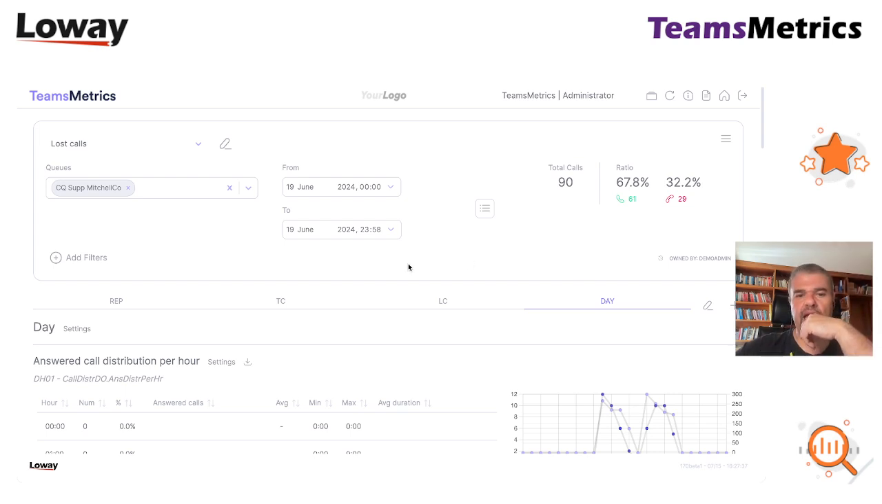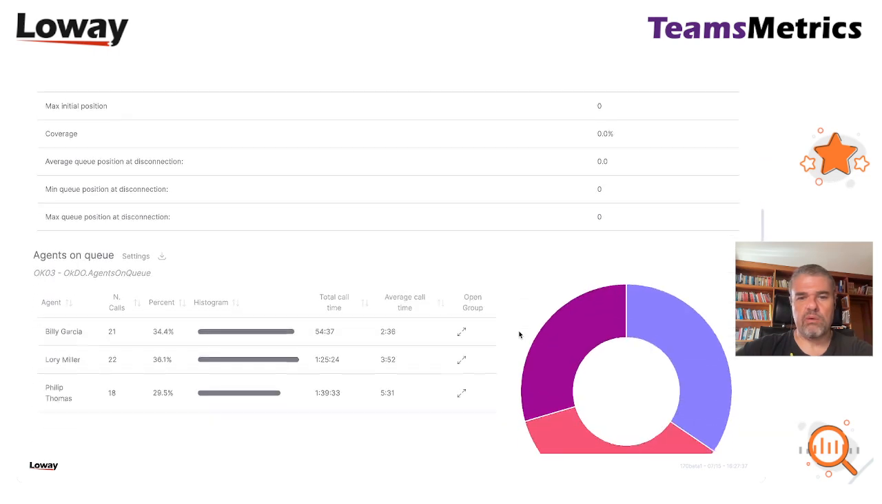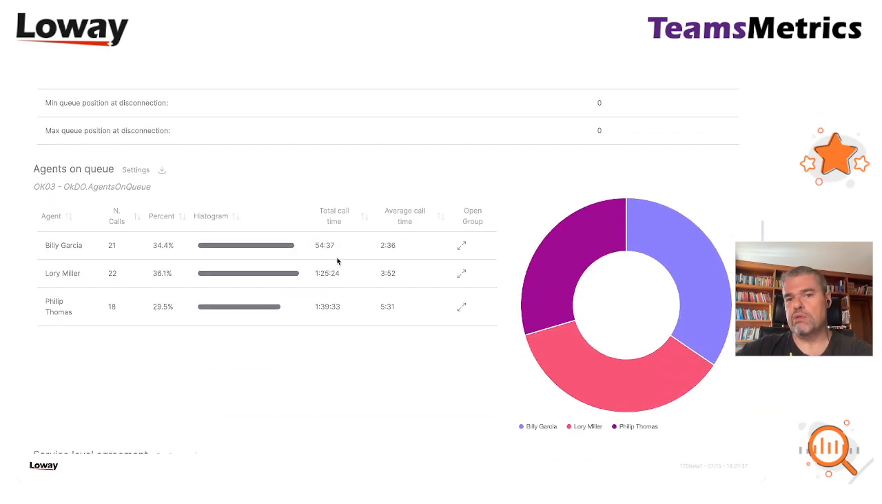But again, we wonder if our agents, from what we saw here, were not especially busy, because on this queue all of them were working like 1 hour, 1 hour and a half. So it was not much actually. So we want to understand a bit more if there is something better we can do here.